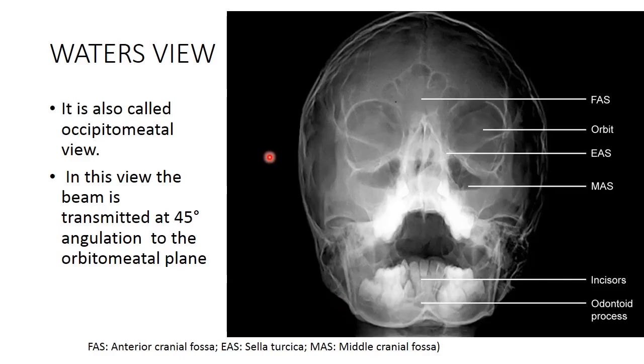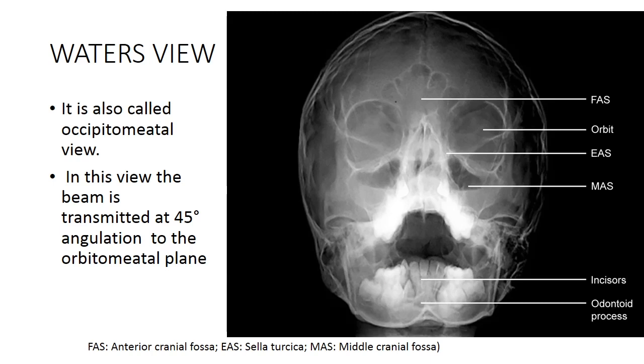Now we have another view, that is the Waters view, also known as the occipitomental view, where the beam is transmitted at 45 degrees angulation to the orbitomeatal plane. So the rays pass at a right angle to the radiographic plate. This view is taken for visualization of your paranasal sinuses, then the orbit, and the odontoid process of the axis just below the symphysis of the mandible. These things are seen well in this view.